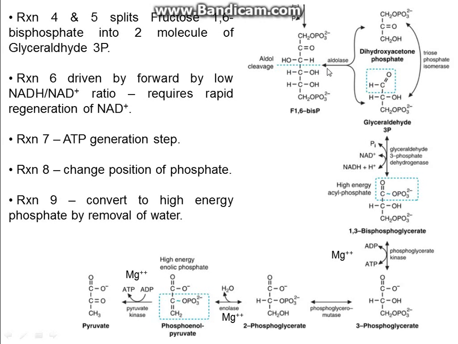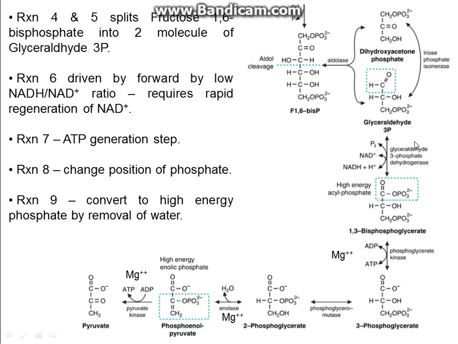Reaction 4. It's catalyzed by aldolase, and it's a splitting of fructose 1,6-bisphosphate by aldol cleavage into dihydroxyacetone phosphate and glyceraldehyde 3-phosphate. Now, in this phase we're counting triose phosphate isomerase, the conversion of dihydroxyacetone phosphate to glyceraldehyde 3P, as another reaction in its own right. That's classed as reaction 5 here. So overall this is reactions 4 and 5, producing 2 molecules of glyceraldehyde 3-phosphate, or 3P.